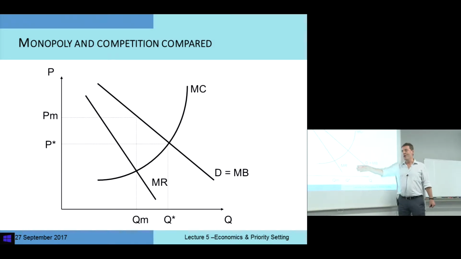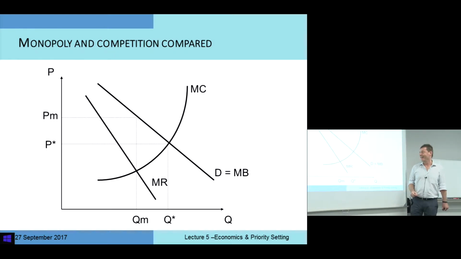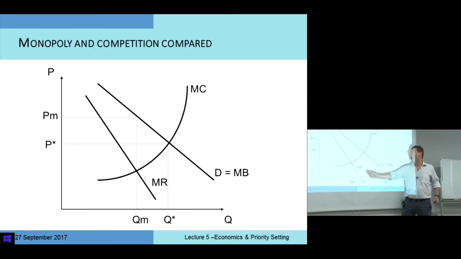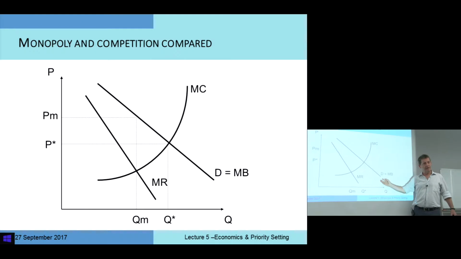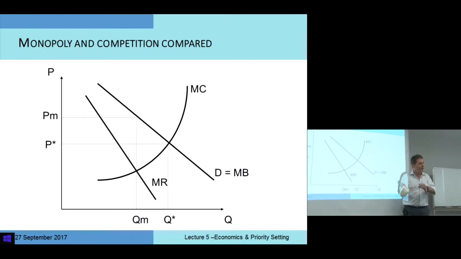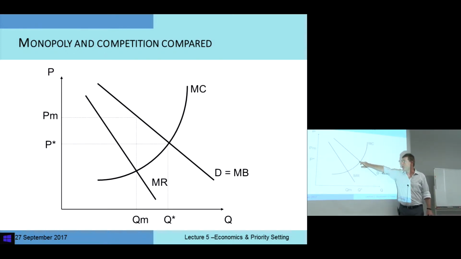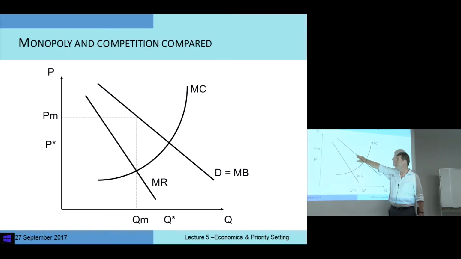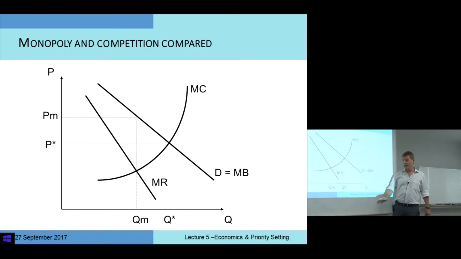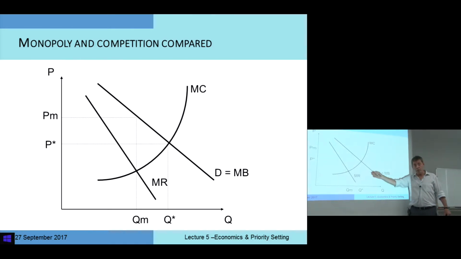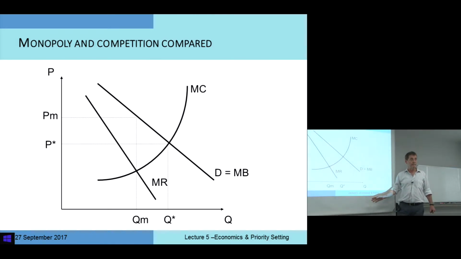So, the monopolist, they face all the demand curve. It's all theirs. They've nobody competing with them, and so they don't just have to go to a price like P star or any price. They can choose any price they like, but that will imply different quantities that they can sell.